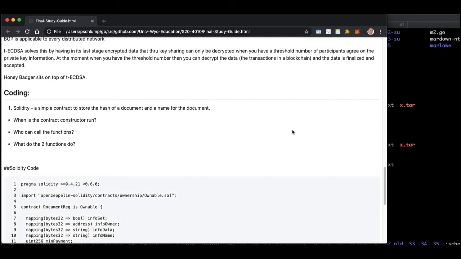A quarter of the test has to do with looking at this document registry contract, and what it does, and really those questions are what I'm going to ask. When is the constructor run? Who can call the functions? What's the criteria for calling different functions? And I'm going to ask you about what a couple of the functions do in the contract. And the code is right there. This is basically straight from your homework, so that you've got a contract to look at. It's in Solidity, and it's my solution to the document signature Solidity problem.